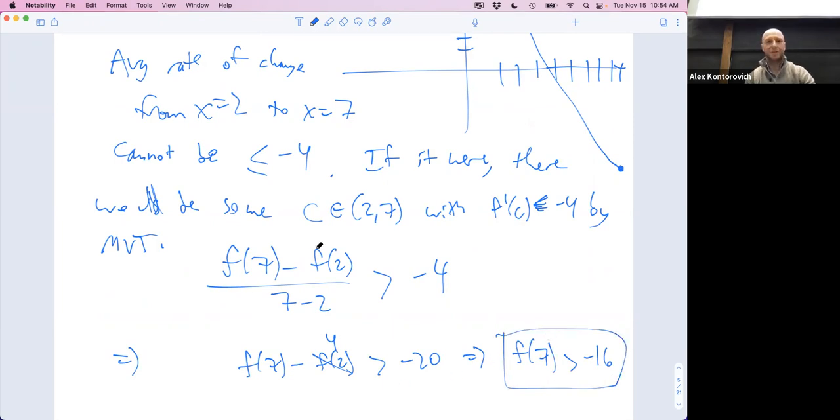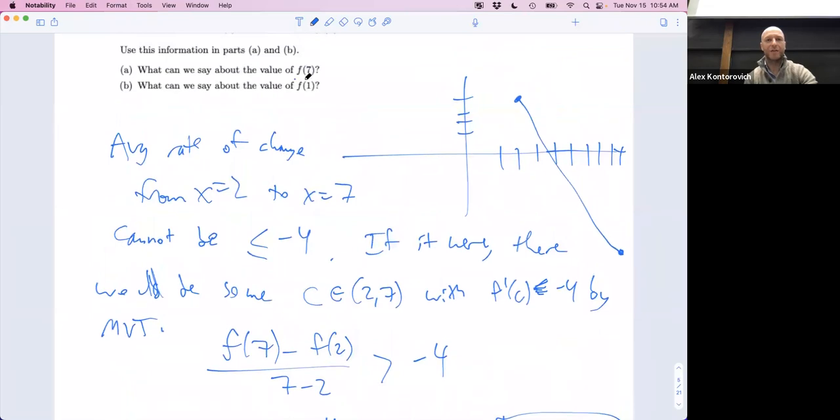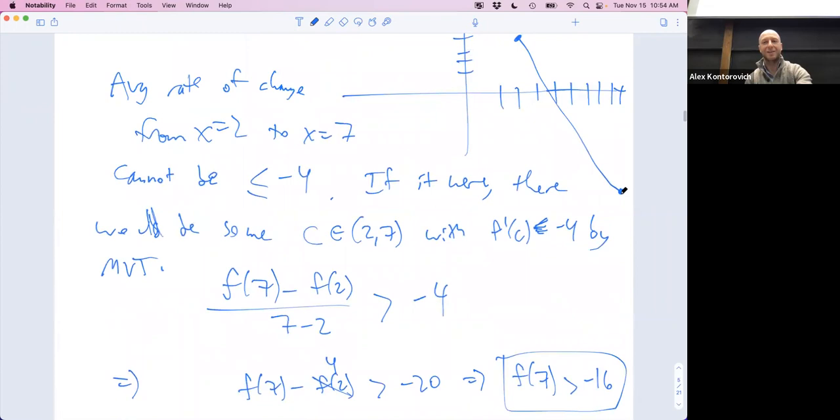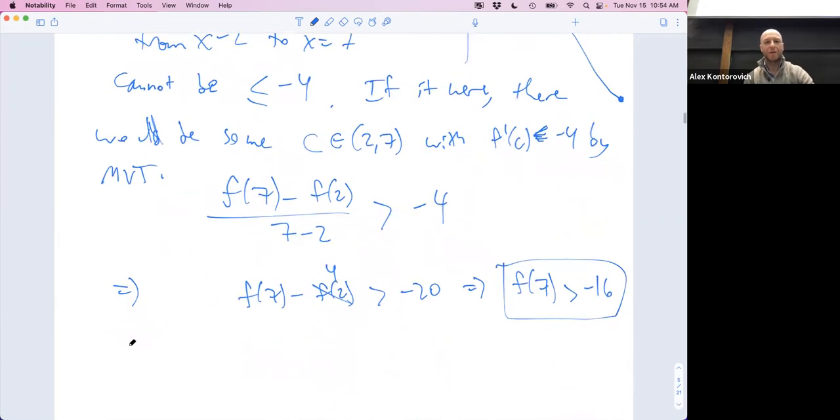Does that make sense? So what can we say about the value of f(7)? It can't be less than -16. If it drops to less than -16, then that's the straight line. Okay, what about 1? So this was part A.